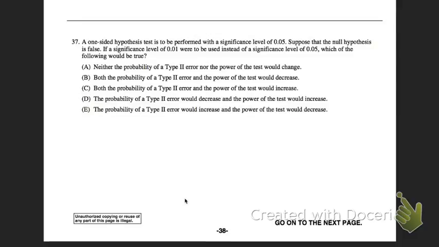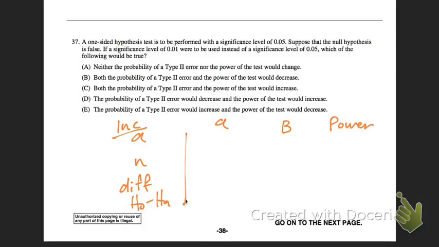Okay, chart. So we have increasing alpha, increasing sample size, and increasing the difference between the H0 and the Ha, like the difference between those. And then we're going to say what it does to alpha, to beta, and to power.